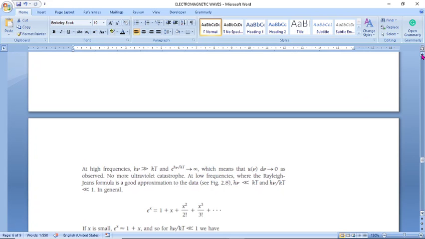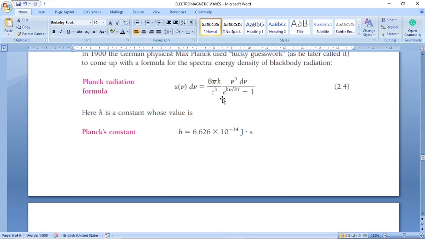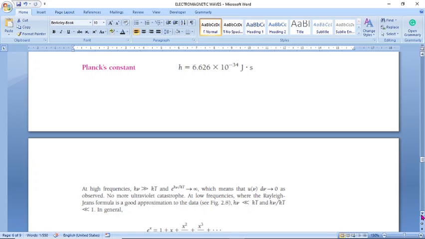At high frequencies, look at e power h nu by kT minus 1. Here is where the difference is. At high frequencies h nu is much greater than kT, and therefore e power h nu by kT tends to infinity. That means u of nu d nu tends to 0, as observed. That means at higher frequencies u of nu d nu becomes 0. That means no more ultraviolet catastrophe.